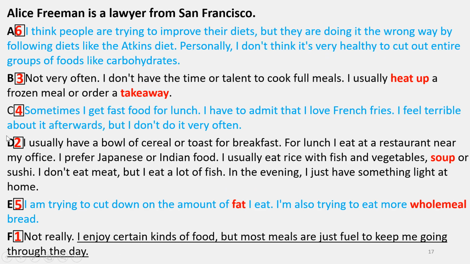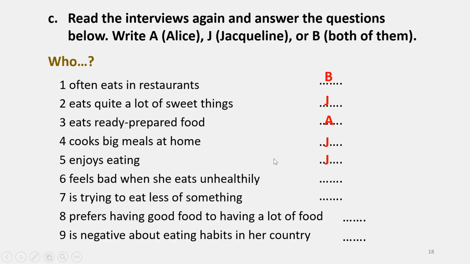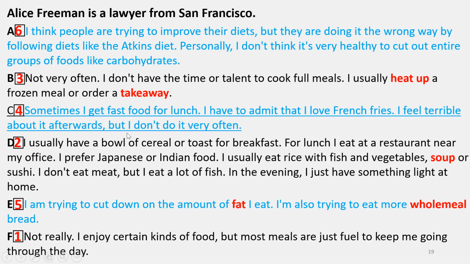And for Alice, she does not think food is a pleasure. You can see this sentence. Alice says, I enjoy certain kinds of food, but most meals are just fuel to keep me going through the day. Okay. And next statement, feels bad when she is unhealthy. It is Alice, right? Alice says, sometimes I get fast food for lunch. I have to admit that I love French fries. I feel terrible about this afterwards, but I don't do it very often.